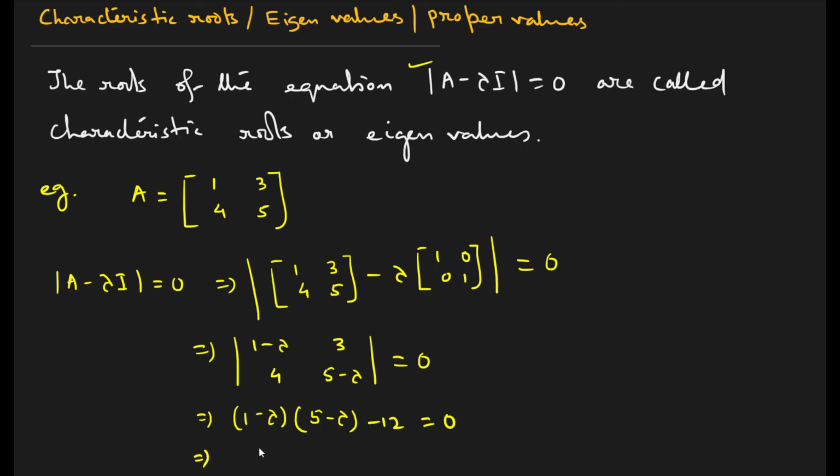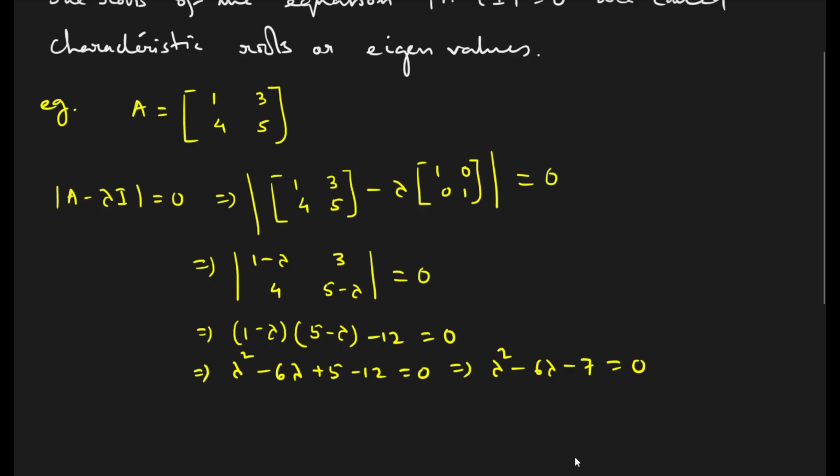Now let us break it. So it will be how much? Lambda square then minus 5 lambda, so minus 6 lambda plus 5 minus 12 equals to 0. So lambda square minus 6 lambda minus 7 equals to 0. Okay, so this one after factorization, what we can write? We can write lambda plus 1 lambda minus 7 equals to 0.